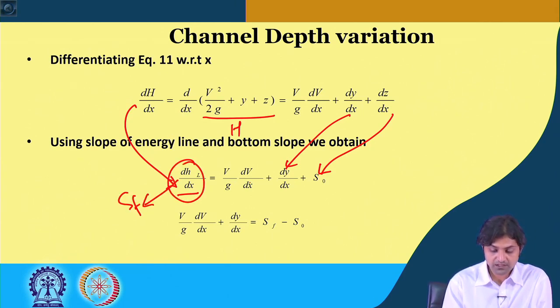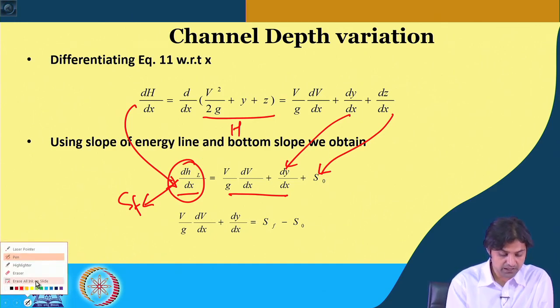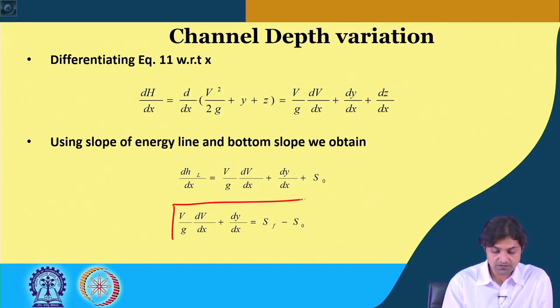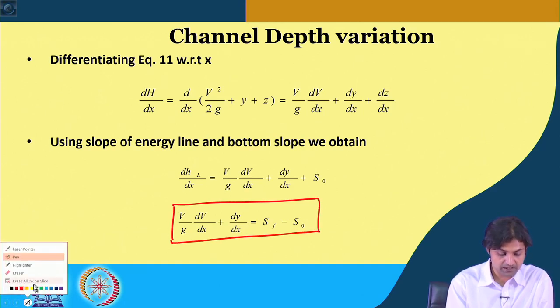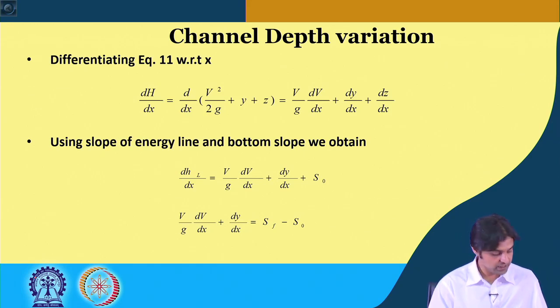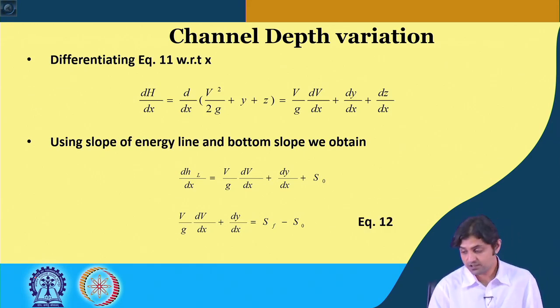So v by g dv by dx plus dy by dx is equal to Sf, and S naught can be taken to the left hand side. So we get v by g dv by dx plus dy by dx equal to Sf minus S naught. This is called equation number 12 in our current slides.